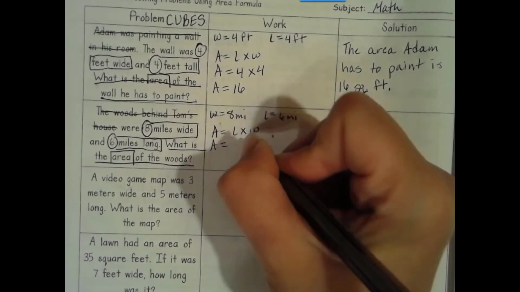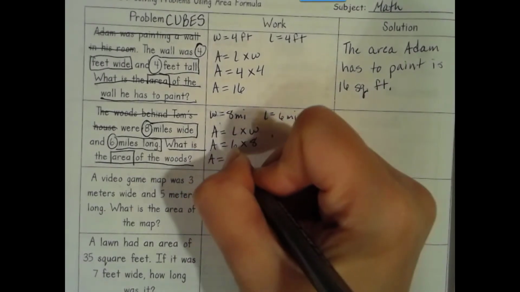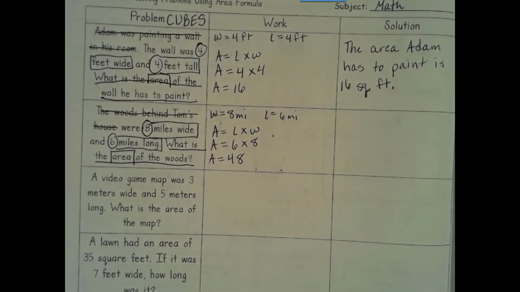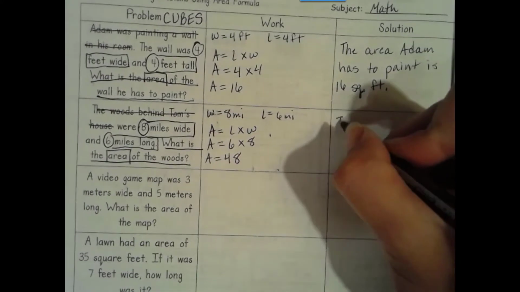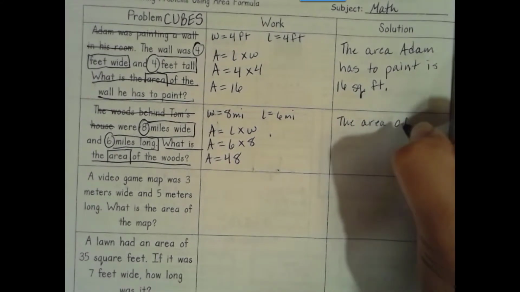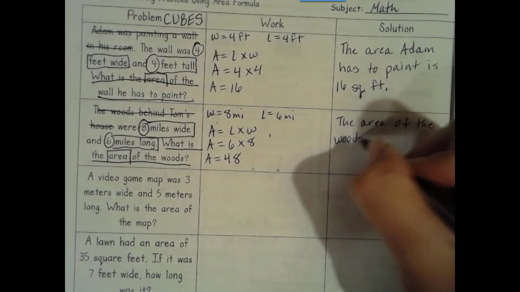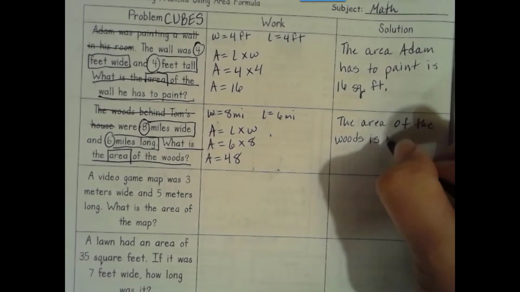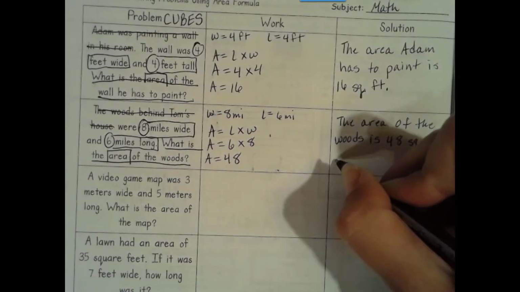We're looking for area, which is length times width. So our length is 6 times our width of 8. 6 times 8 is 48. Now remember, these are squares that fit inside, so it's 48 square miles. The area of the woods is 48 square miles.